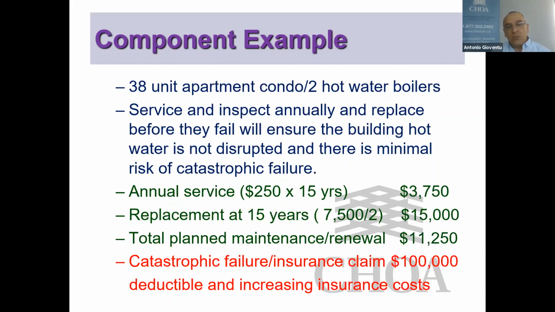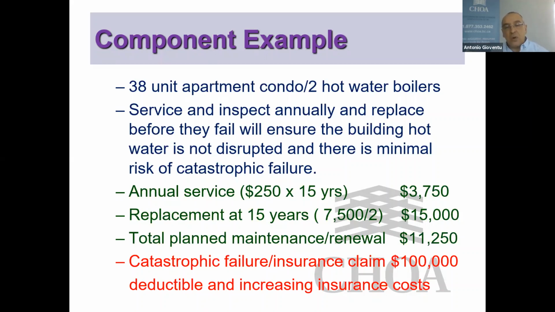So they have an annual service agreement. It's $250 a year, where they have a service technician who comes in and inspects and does their basic servicing. Their replacement at 15 years, it's $7,500 each. So it's $15,000 every 2 years. And if they're replacing both of them at the same time, then their replacement costs are actually $16,250. If they're replacing just one, it's $11,250. But here's the crux of it.